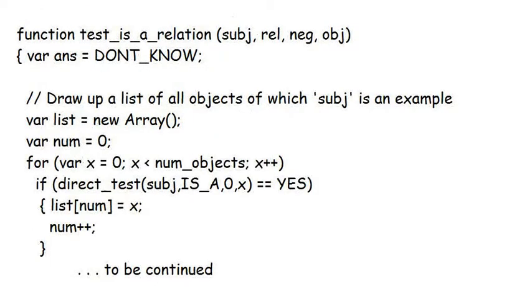Testing is-er relationships is a little harder. Here's the first part of the function, which draws up a list of all the objects of which subj is an example. There might be several, or even many items in this list.